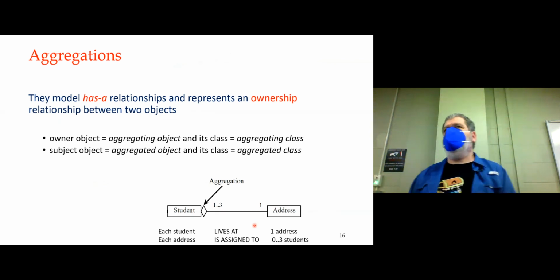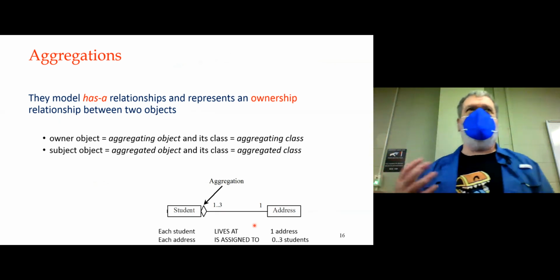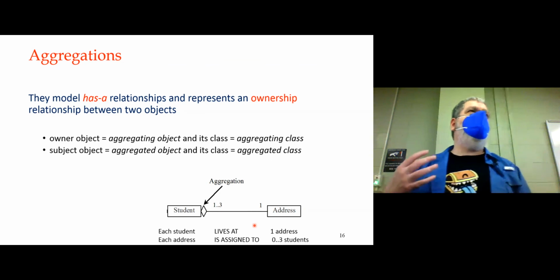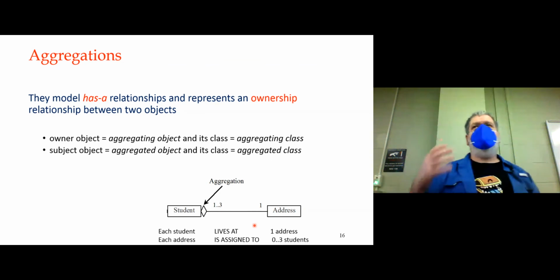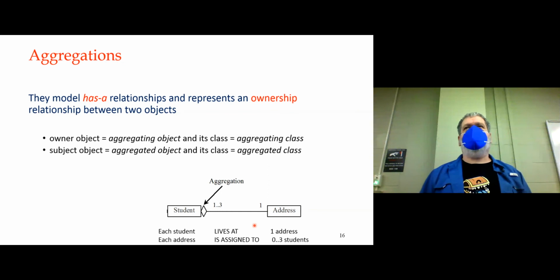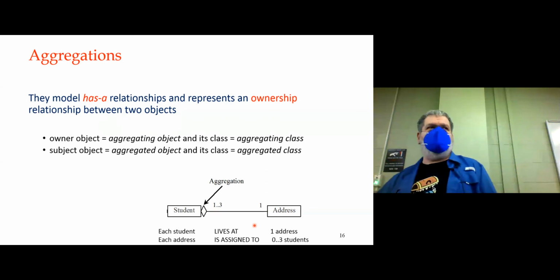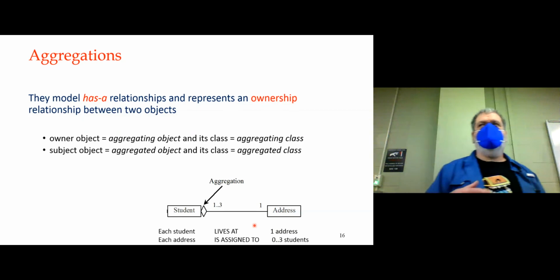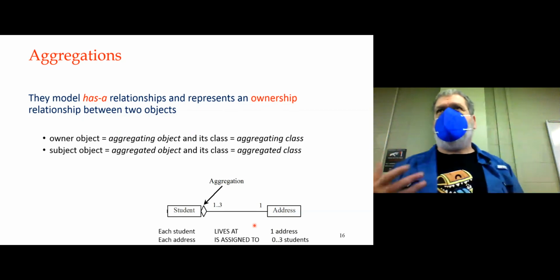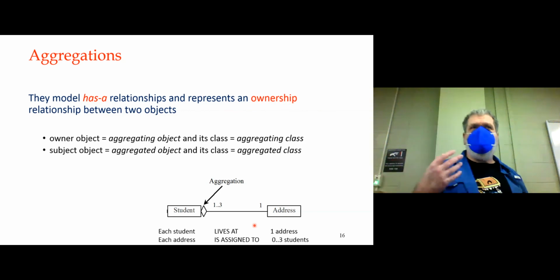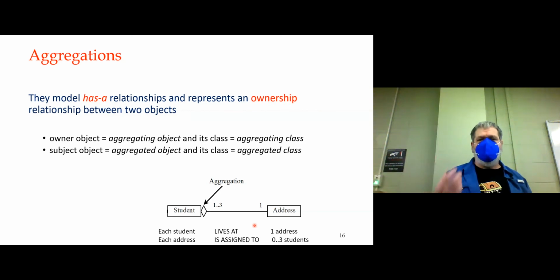So let's start with aggregation. An aggregation represents a special type of relation between two classes. It's called a has-a relationship. For example, a student has an address. This is a very generic type of relationship. It implies some form of ownership.